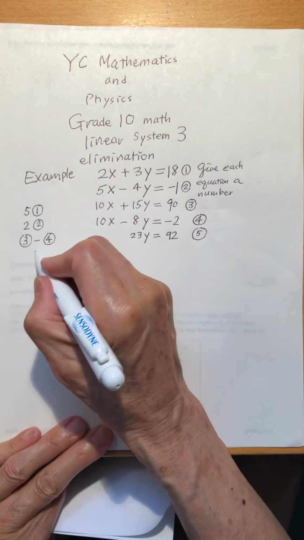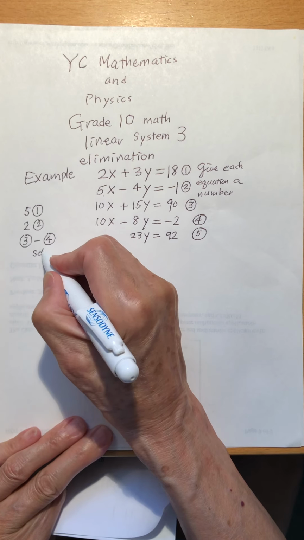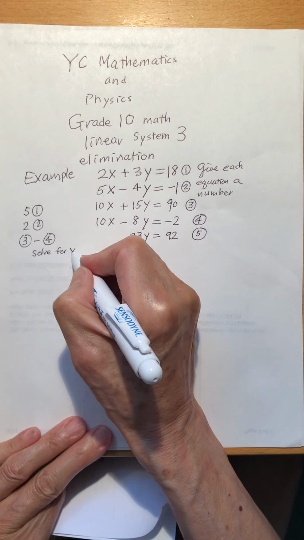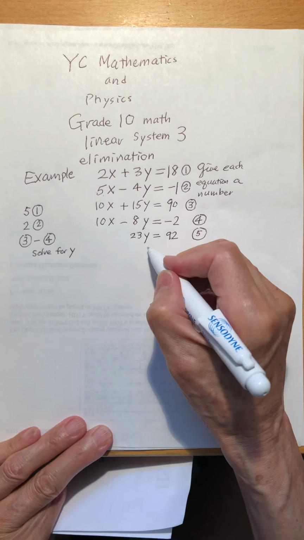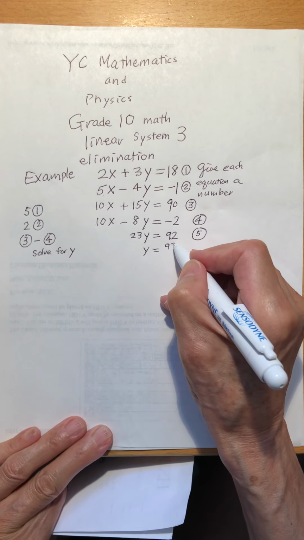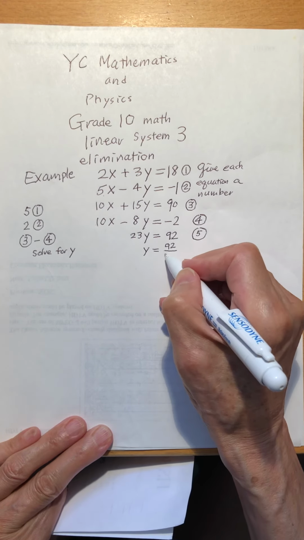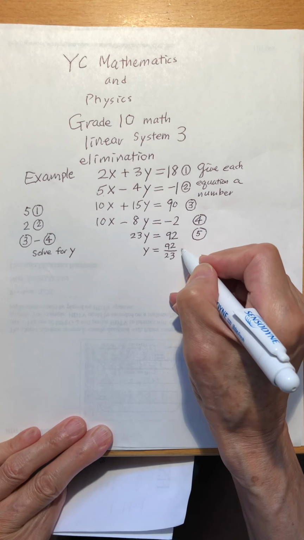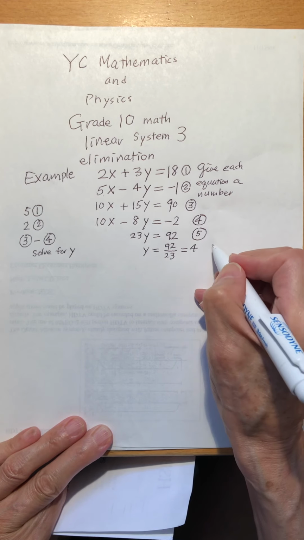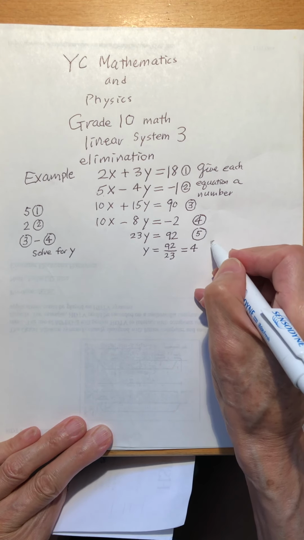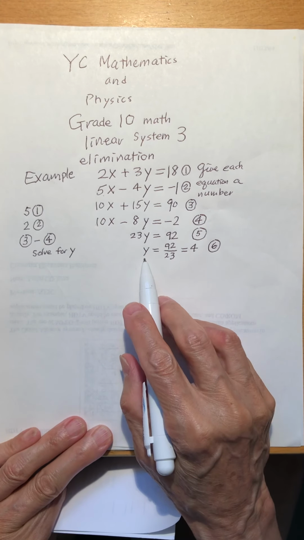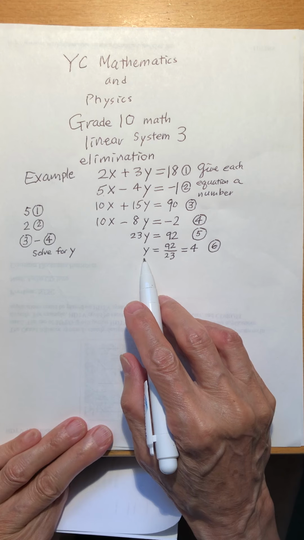So next is to solve for y. So what is y? y is equal to 92 divided by 23, which is 4. I call this equation 6. So I now have the value of y.